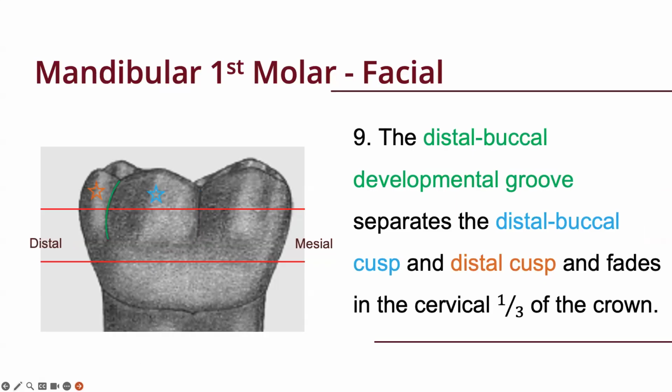The distal buccal developmental groove separates the distal buccal cusp and fades into the cervical 1/3 of the crown. So with this distal buccal groove, you won't see the same kind of pit that you'll see with the mesial buccal groove. This one just kind of fades out. So you're not often going to see caries on that surface of the tooth unless there's more extensive caries overall on the tooth.